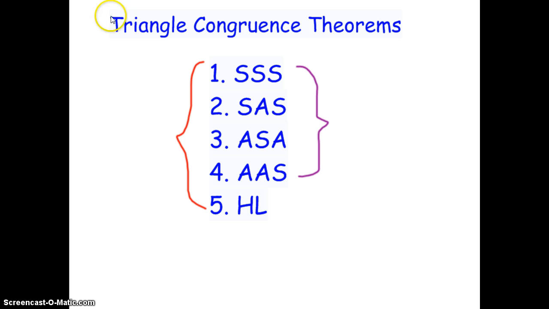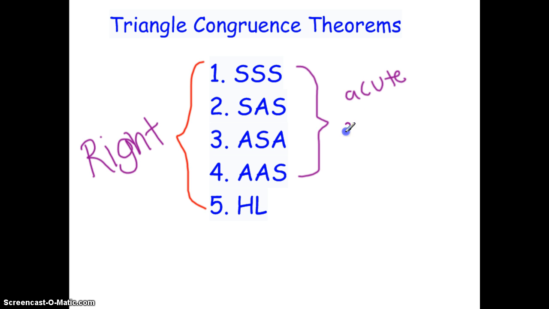The first 4 apply to all triangles. However, this last one, hypotenuse leg, only applies to right triangles. So these first 4, side side side, side angle side, angle side angle, and angle angle side, apply to all acute and obtuse triangles. Only hypotenuse leg works for right triangles, because acute and obtuse triangles don't have a hypotenuse or, technically, a leg, I guess you could say.